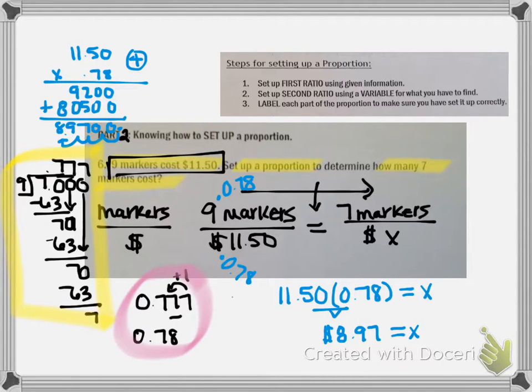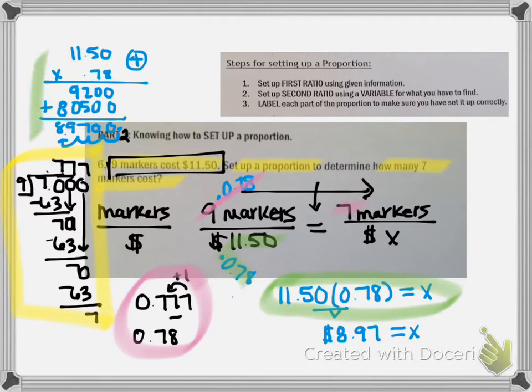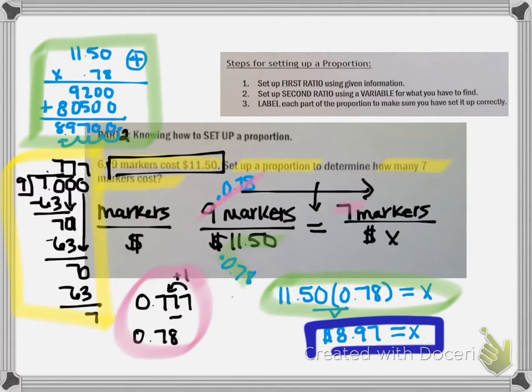That means that 0.78 times 9 gives me 7. And that means what I have to multiply 11 times 0.78, which is right here. That gives me X. So I came over here and I multiplied, and that gave me my final answer, which is $8.97. Again, if this is not what you got, please press pause and find your mistake, and we will talk about it tomorrow.